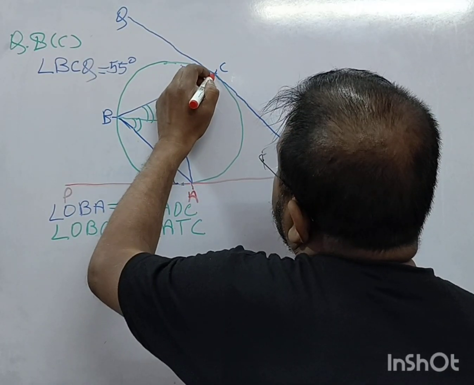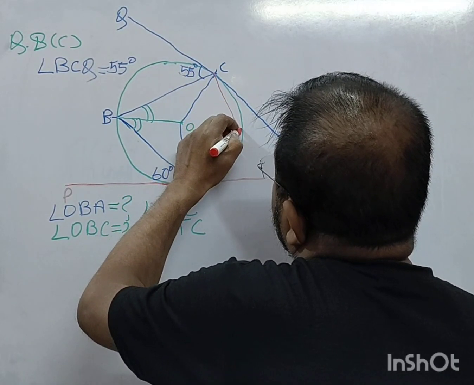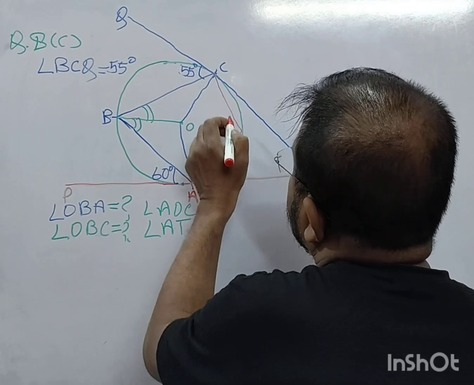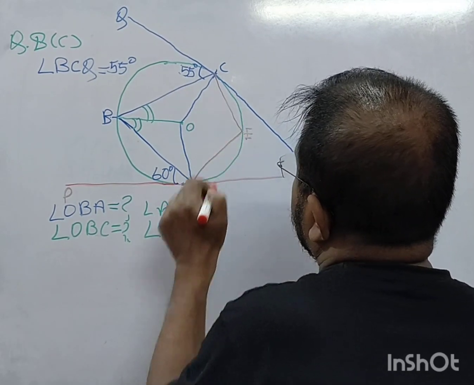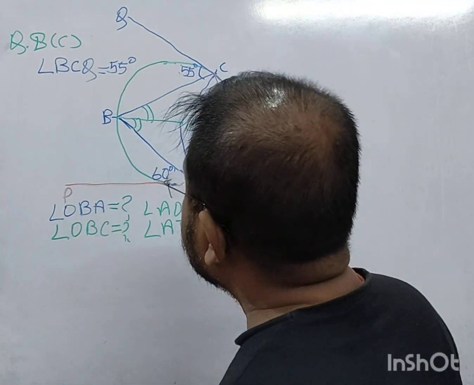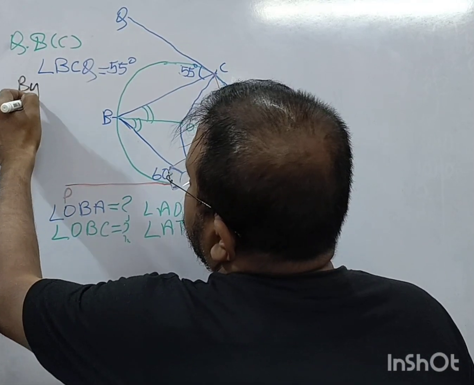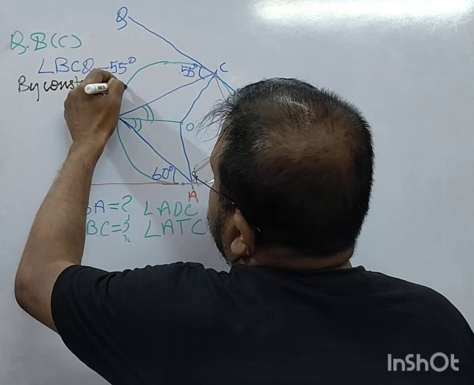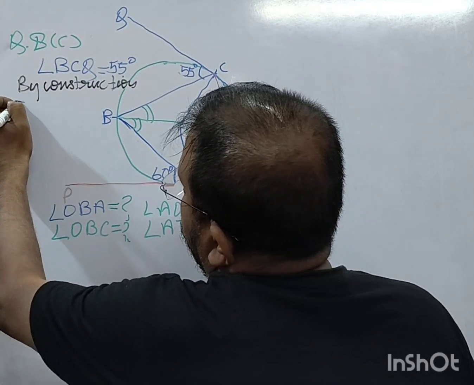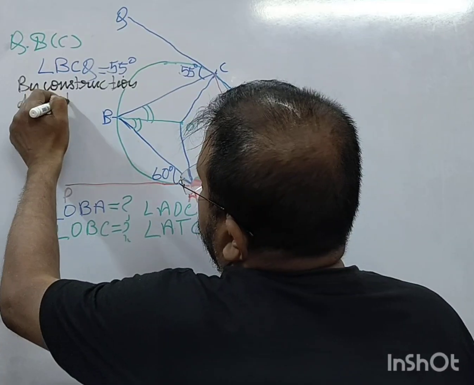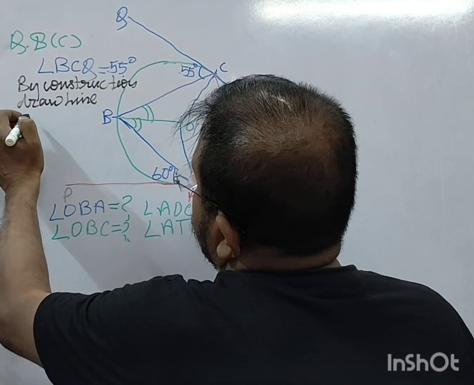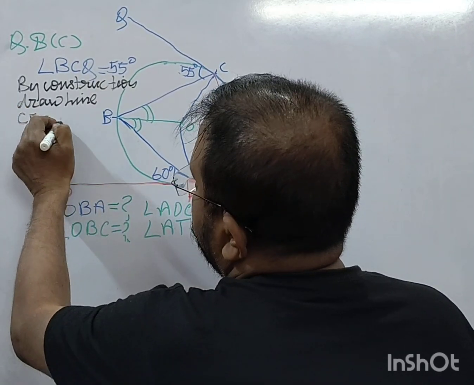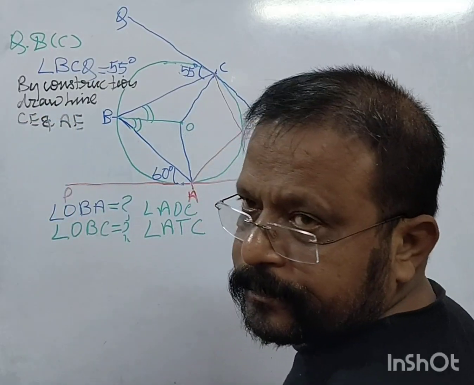If you join this line like this and like this, by construction, this is E. By construction, draw line CE and AE. Okay? Then what happens?